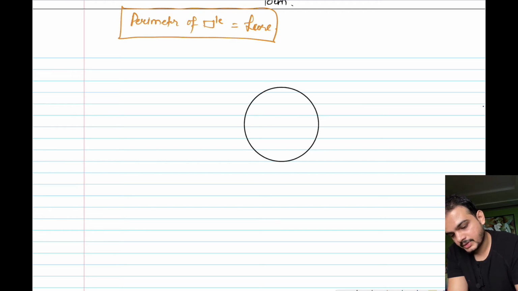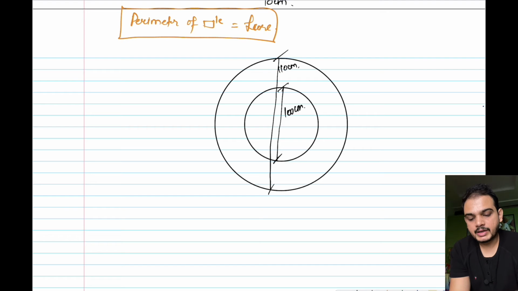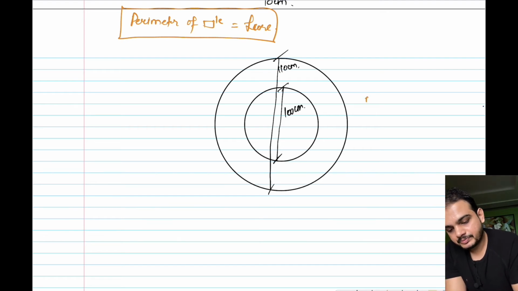Now if I have a circular core material, for example this, okay, fine. Now the inner diameter is how much? For example, inner diameter is 100 centimeter, and outer diameter is how much? 110 centimeter. Now here also we need to find the mean length. Now the mean length will be how much?